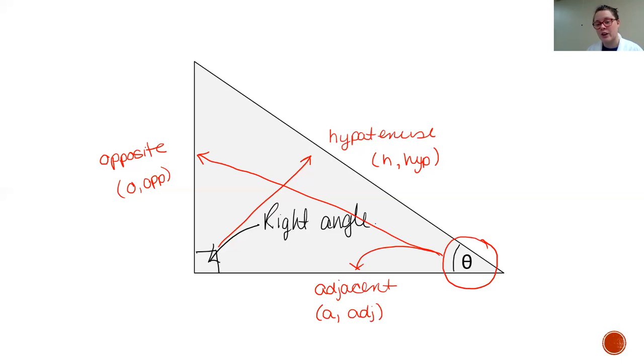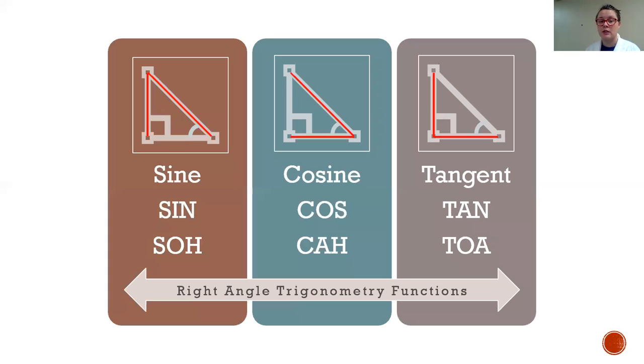So labeling your triangle is going to be quite important. Now, if instead I was talking about the angle up here, that's going to change our opposite and adjacent completely. So we have to think about what angle am I starting from, and from that angle, where's the opposite side and where's the adjacent side? The hypotenuse will be the same no matter which angle you're calculating. All right, so we're going to get some practice labeling our triangle as we go through our lesson.